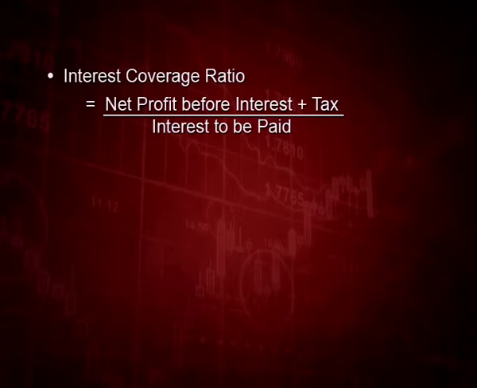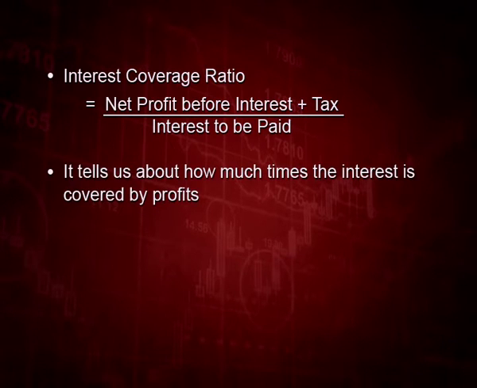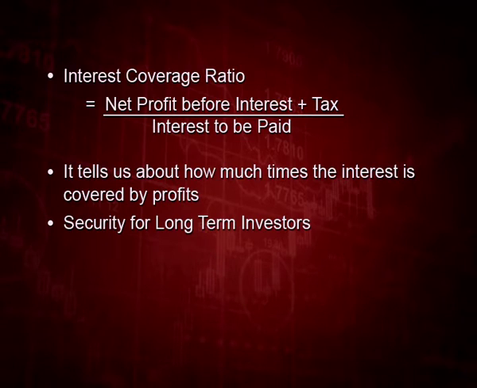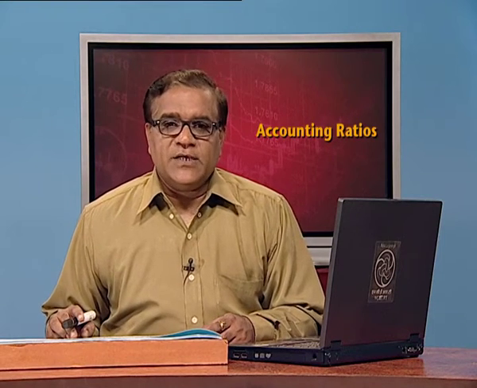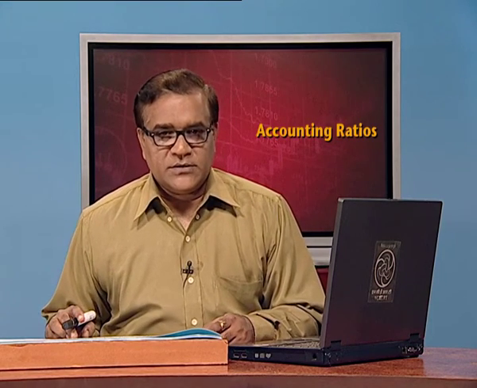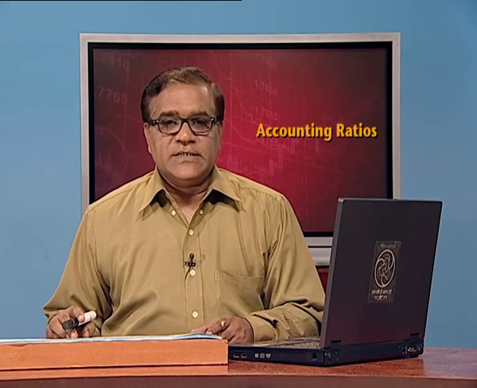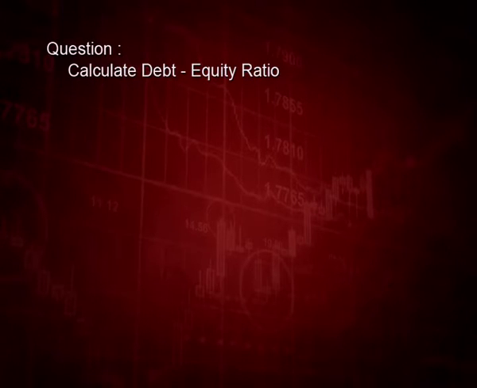The last ratio under this section is interest coverage ratio. The formula is net profit before interest and tax divided by interest to be paid on debentures and long term loans. Now, this ratio tells us how many times the interest is covered by the profits. It is a security for long term investors. Higher ratio will always indicate safety for long term investors, and it will also ensure that there is enough surplus left for the shareholders.